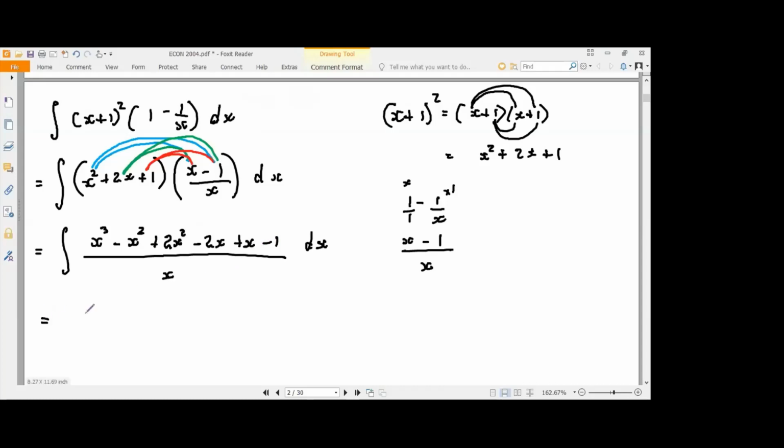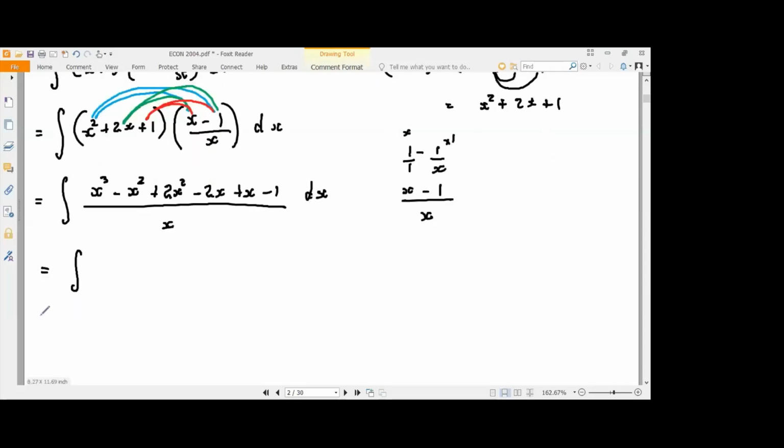Now all we have to do is simplify it. Ready? So let's simplify. Here, there's nothing to cancel with the x cubed, so I just get x cubed only. Now I have minus x squared plus 2x squared. When I simplify that, that gives me just a plus x squared, because you have 2 minus 1, you have 1 at the end of the day. Minus 2x plus x, that gives me a minus x, right? And then I have a minus 1, all divided by x dx.